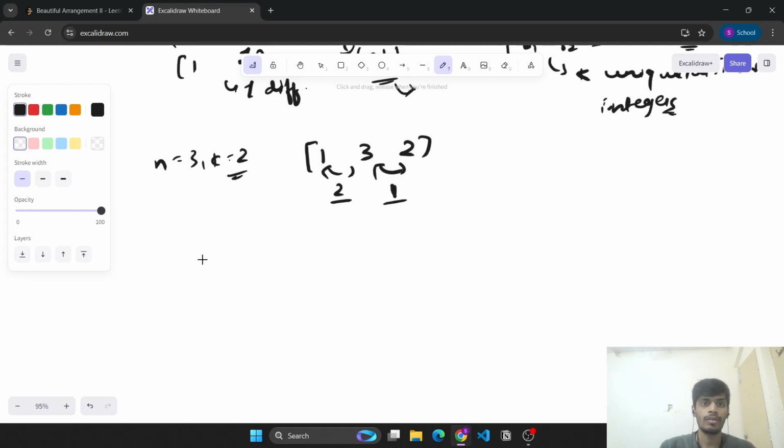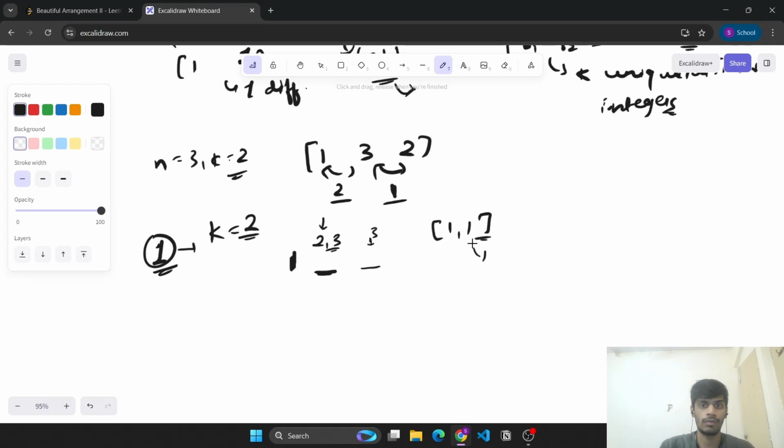So suppose I fix the first number as 1 and then try to make the remaining array. If k was 2 and I fix the first number, what are the possible configurations of the second number? It can either be 2 or 3. But since k is 2, I cannot put 2 here, because the difference array will only contain 1 and 1, which has only one different integer. Hence I will not put 2 here, I will put 3, and then the only remaining part is 2.